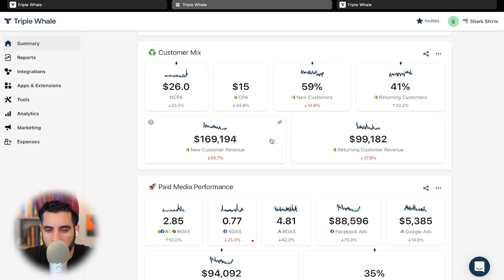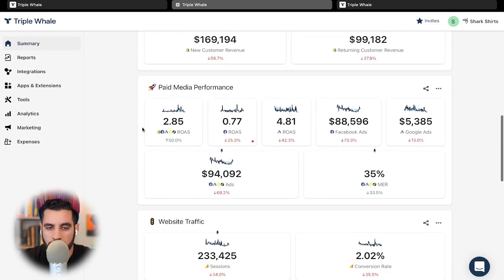And then I'll look at my customer split here, just looking at my paid media performance. So again, that blended MER right here is the MER percent representation. What this is saying is 35% of revenue is eaten up with ad spend. So that's over a third. That's quite a bit of change there.